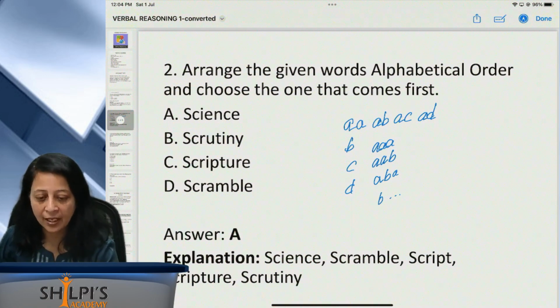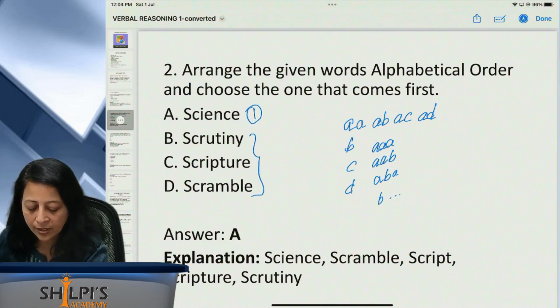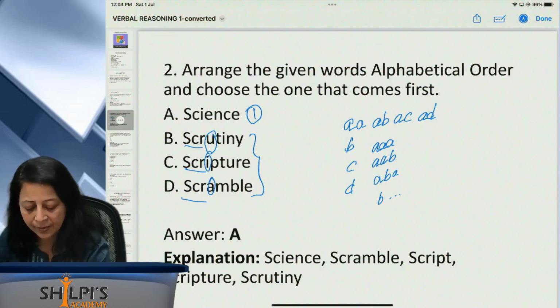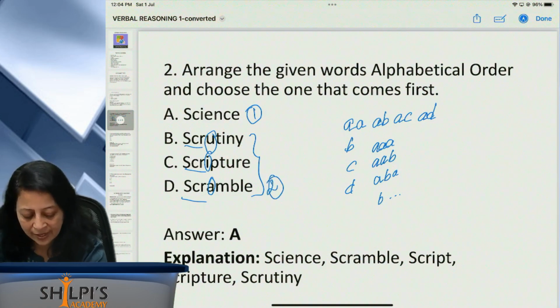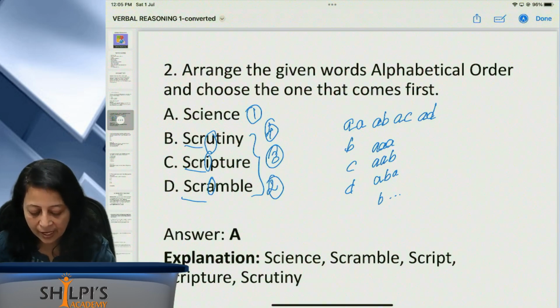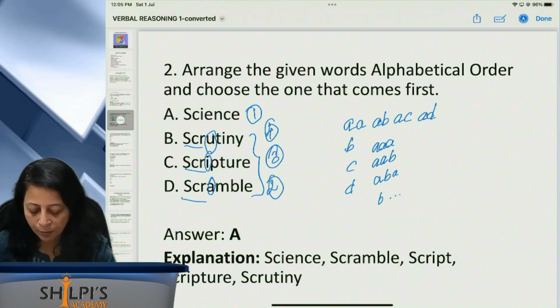So first comes I. So science will be your first one. Then here go the three words where you already have SER, SER, SER. So now we have to go for the fourth letter: U, I, A. Which comes first? A comes first. So scramble is your second one. Then goes scripture with I. Okay, so that's the third one. Then scrutiny with the last one. So the answer here is science, scramble, script is not given, I think so, then scripture and scrutiny.